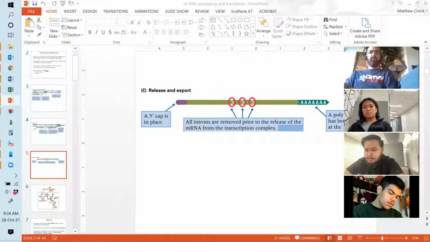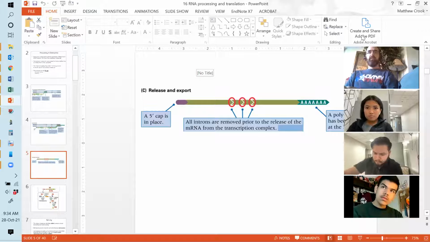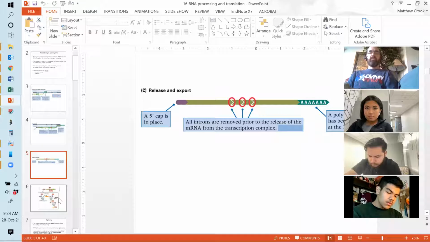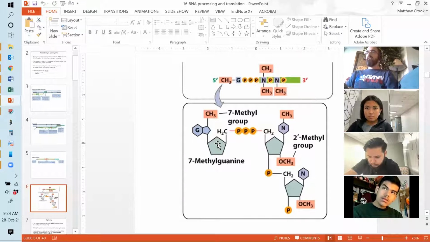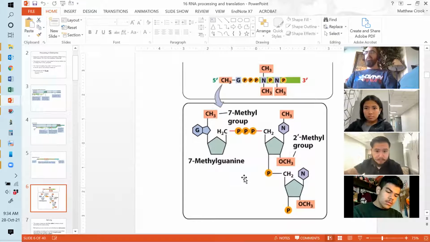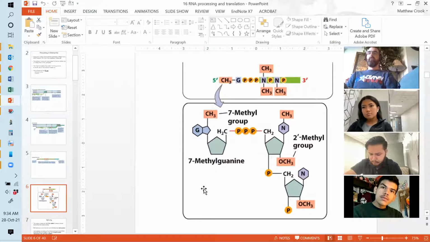So I think we've covered capping, right? The adding of this 7-methylguanine group. Here's a test. What effect does that have on the mRNA? What does that do to the mRNA when it's added to the 5' end? What's the purpose? There's actually two reasons for having the cap. But in terms of RNA stability, what does this cap do?